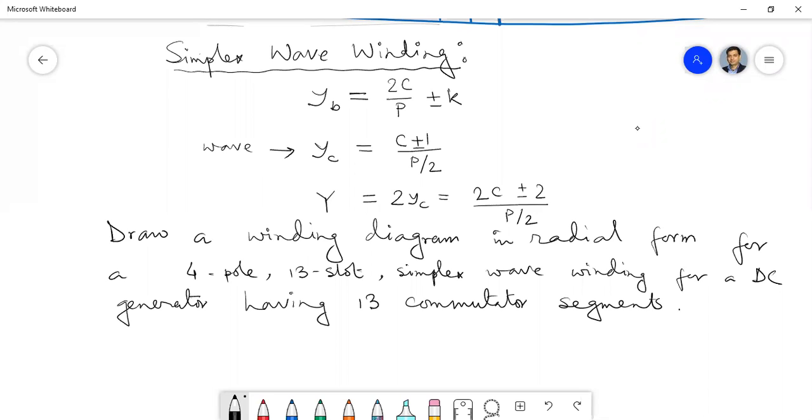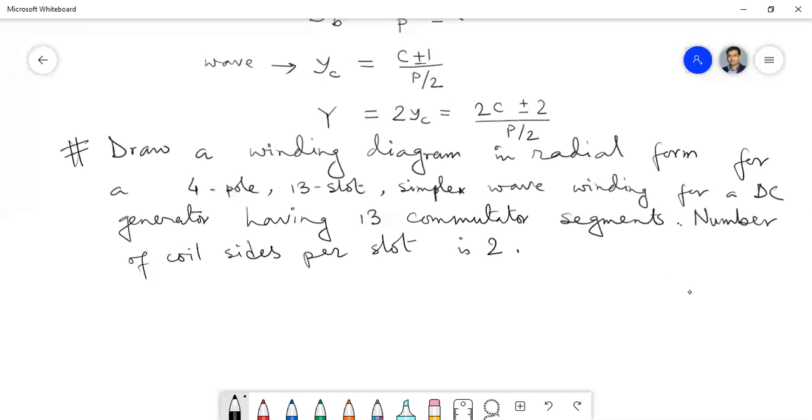Okay. Now the number of coil sides per slot is 2. Okay, so this you have to draw. Have you written the problem?